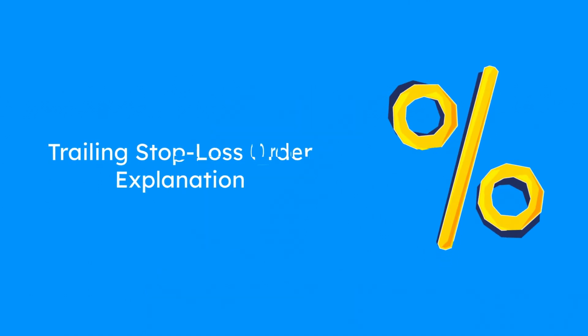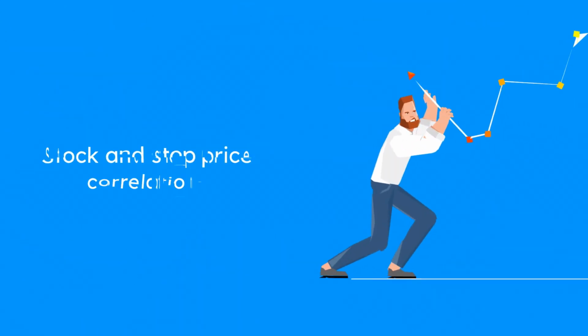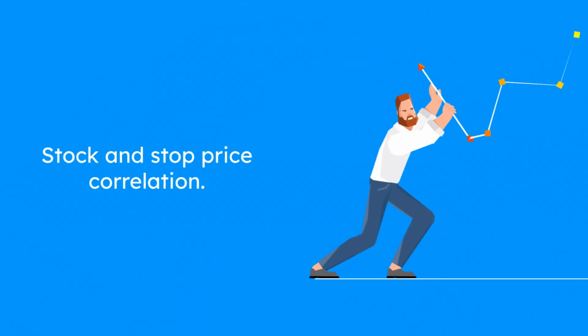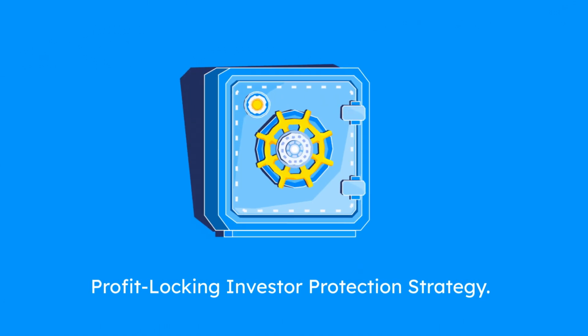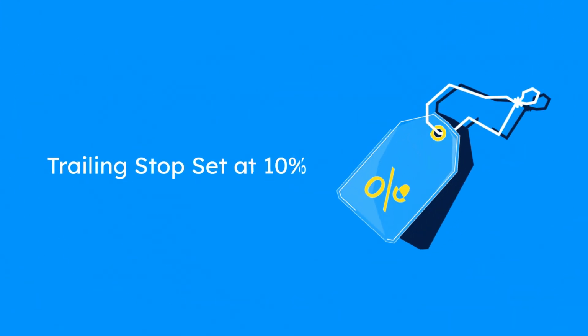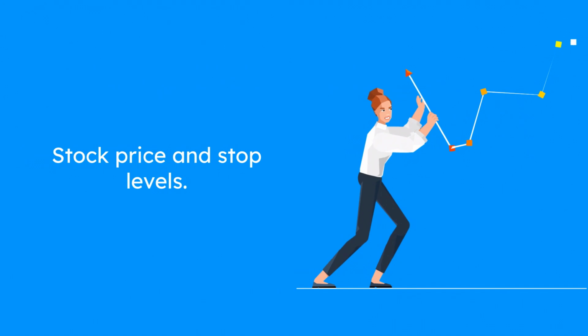Trailing stop-loss order. A trailing stop-loss order sets the stop price at a fixed percentage or dollar amount below the market price. As the stock price rises, the stop price rises accordingly. This allows investors to lock in profits while protecting against significant losses. For example, if you set a trailing stop of 10% on a stock trading at $50, the stop price would be $45. If the stock price rises to $60, the stop price would move up to $54.